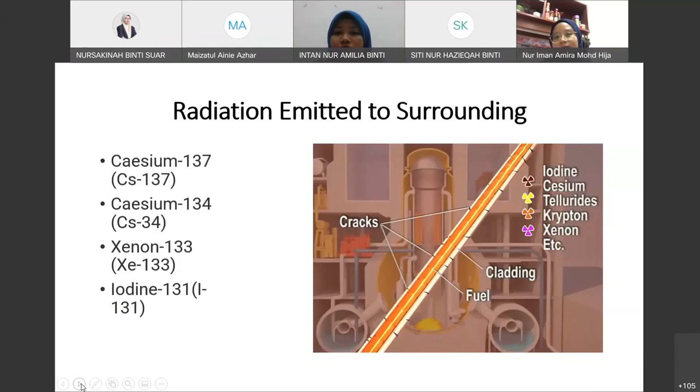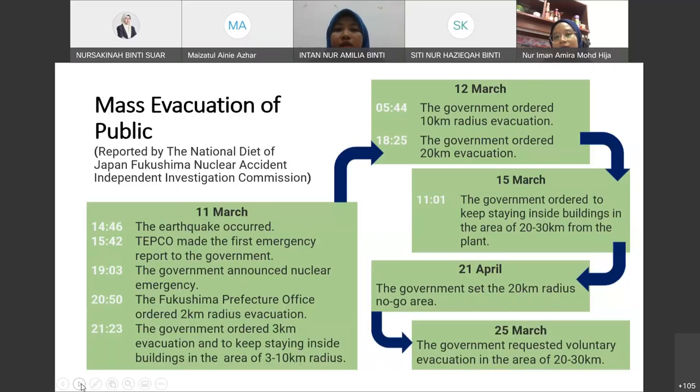During the accident, there was actually a mass evacuation of the public. They were ordered by the government themselves. The evacuation started with only a 2 kilometer radius from the Fukushima Daiichi, and it increased to 3 kilometers, and then to 10 kilometers, and 20, and eventually to 13 kilometers from the Fukushima Daiichi.